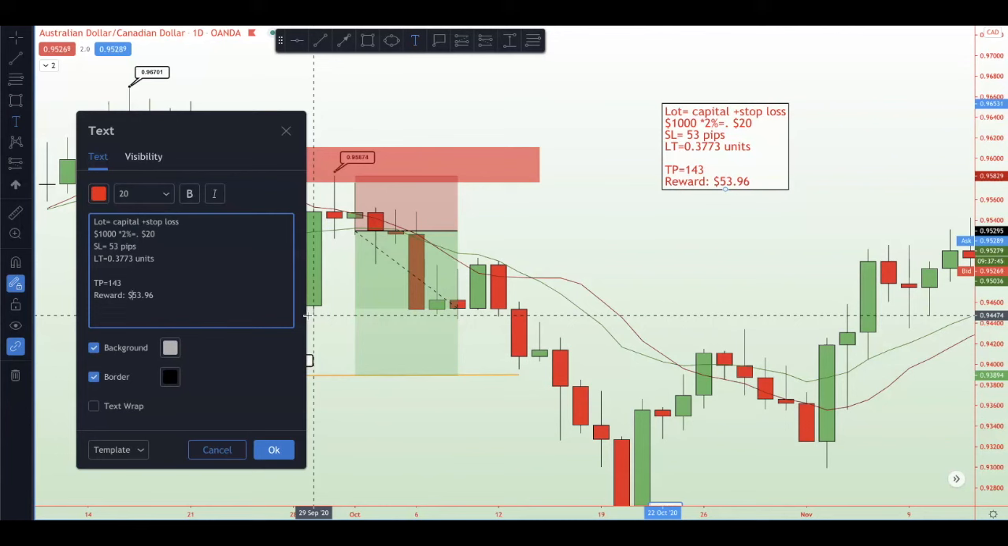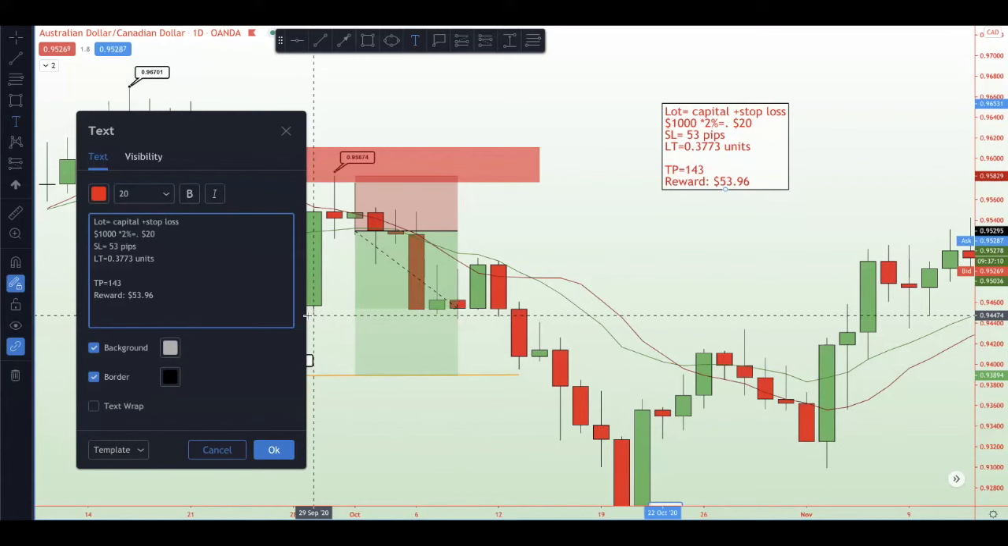of 37 cents. Now that we know what our lot size is going to be, you're going to now multiply that number times your take profit in pips, because this means that you value each pip as that lot size or at that unit size. So 37 cents times 143 pips is going to give you the grand total amount of $53.96. You guys, this is how you calculate this number on your own.